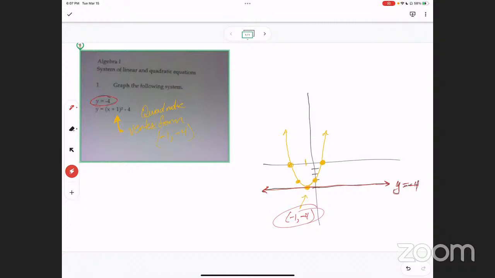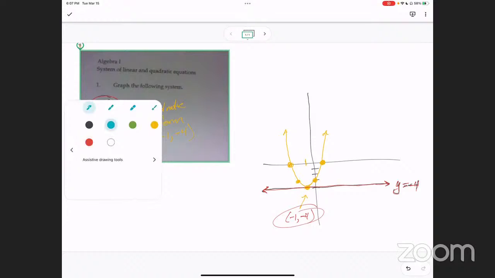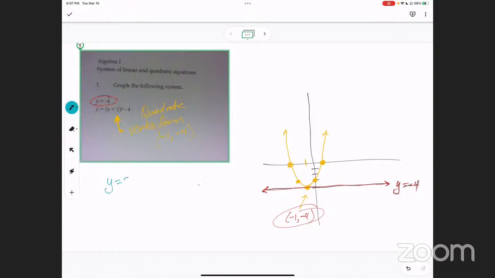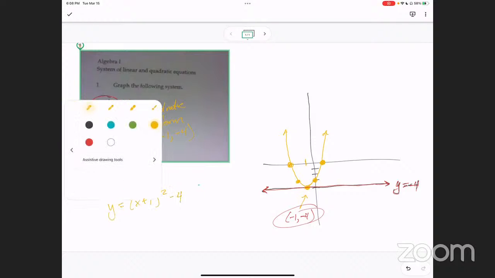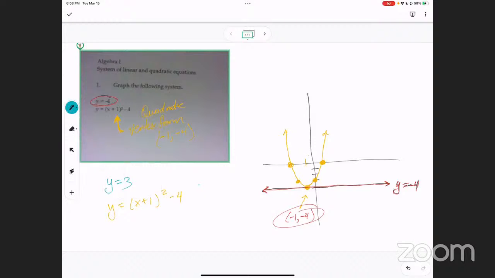If they had asked us to solve for that parabola, y equals (x plus 1) squared minus 4, and the line y equals 3, how many solutions would you have? You'd have 2, because y equals 3 intersects up here. You're going to have 1 there and 1 there. There's going to be 2 solutions, and they're whatever you get when you plug in 3.